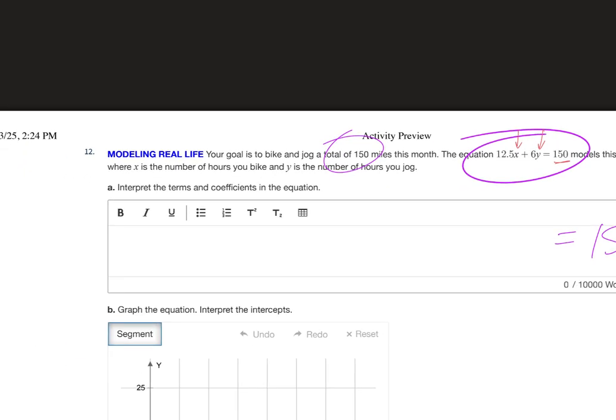X is the number of hours you bike. Y is the number of hours you jog. Interpret the terms and the coefficients. Well, the first term is 12.5x, and there it is. The second term is 6y, and it's that. And the last term is 150, and that is that.